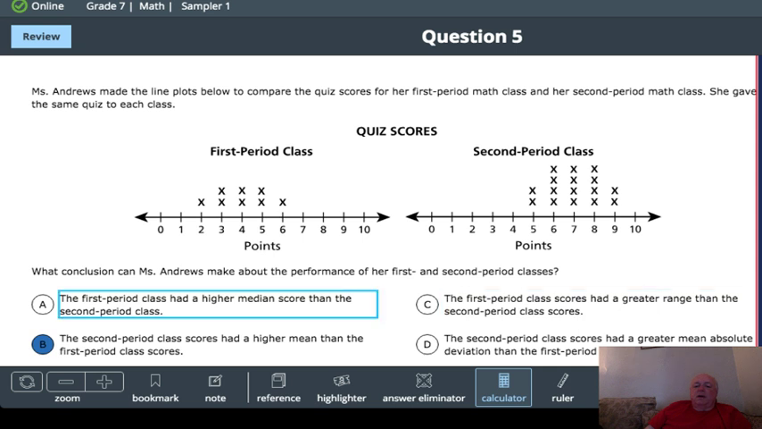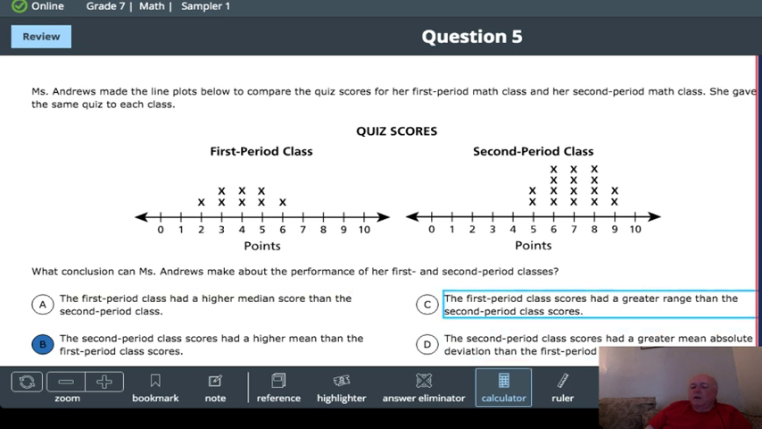See, but we're gonna be thorough here, especially if you're gonna be double checking these on a real test. The first period class scores have a greater range than the second period classes. The range means taking the lowest number and the highest number of each set and subtracting them. So the range for class 1 is 6 minus 2 is 4. The range for the other class is 9 minus 5 is 4. So they're both the same. Okay? So it's not C either.